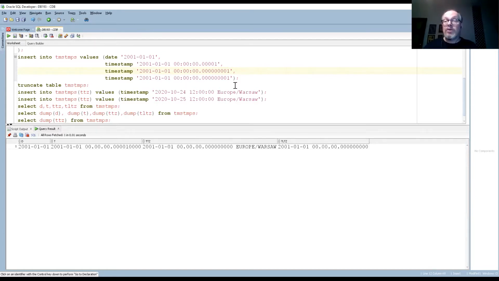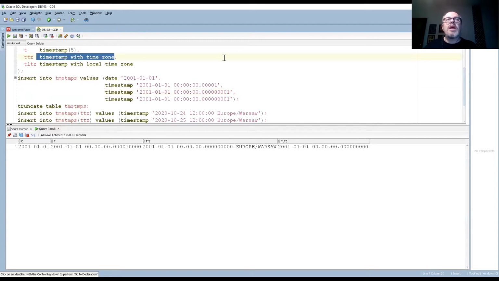If you specify a timestamp without time zone and you store it in a column of the data type timestamp with time zone, Oracle will automatically add the current session time zone to this value. So it will treat it as a local time. We need to remember it will treat it as a local time. So we have midnight on the 1st of January 2001. We associate it with the session time zone Europe/Warsaw and store it in the column. Timestamp with local time zone is interpreted as is shown here, also as stored. However, we will later see how the internal format is actually different.